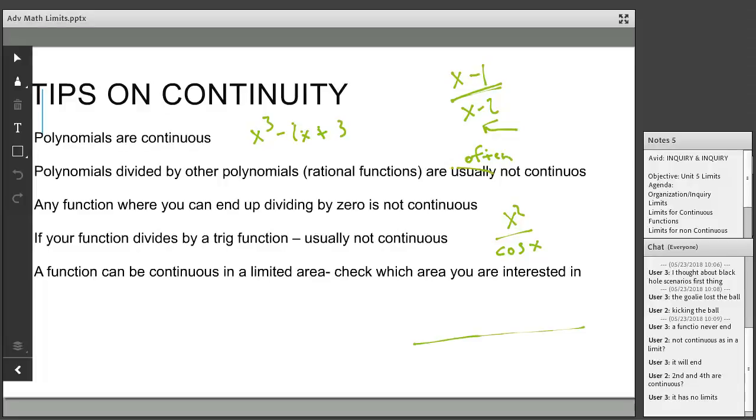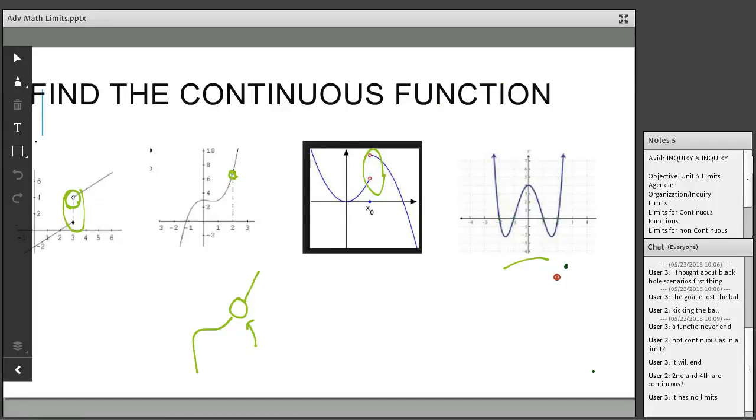Because any of those trig functions, remember when we graph them, they keep intersecting at 0. Okay? And we will get a circular zeroing going on. So some of the functions of that will lend us into 0. Okay, a function can be continuous in a limited area. Check which area you're interested in. So let me go back to our pictures. This one, number 3, not continuous, but if we were only interested in this little area over here, that area is continuous. So make sure you understand what area you're looking at on your function.